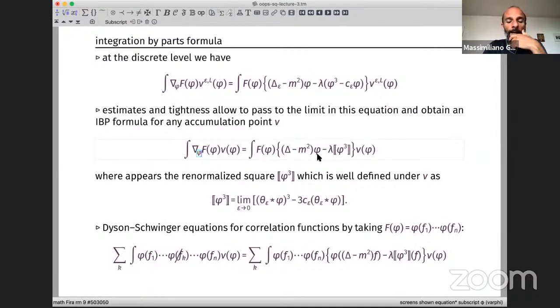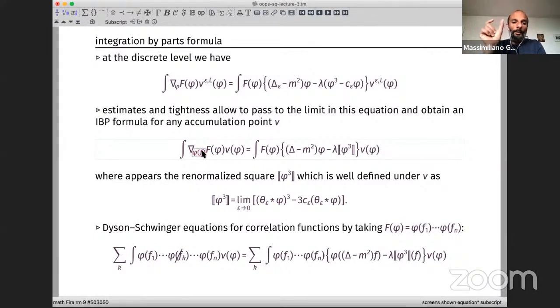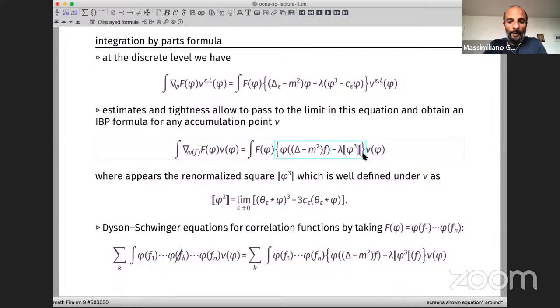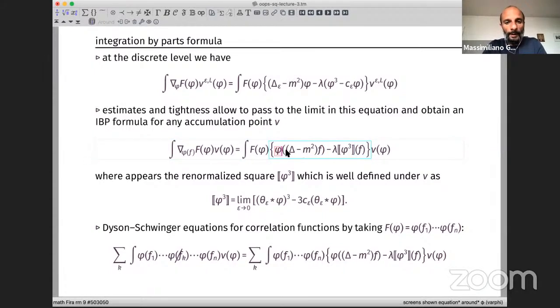And in the right-hand side, you have easy objects. So you see what you have. Well, okay, let me write the rigorous one. So you differentiate with respect to the testing of phi with a test function f. And then in the right-hand side, since I have anyway noticed that I will need later, it's something like this that appears. That is, phi is a distribution in the limit, but you can test with this test function.